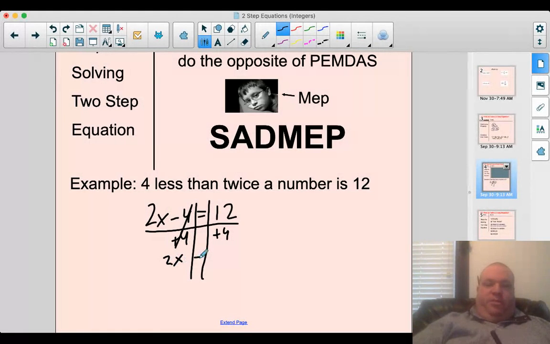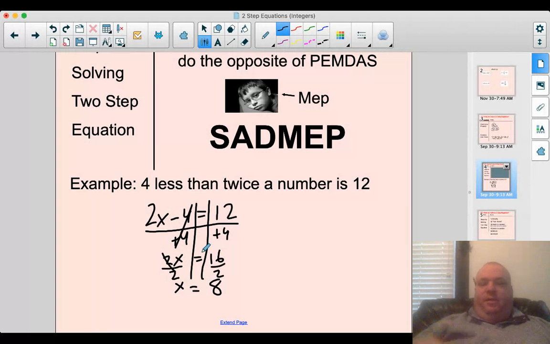So when it was just 2x, I had 16. Now I'm going to undo the multiplying by 2, which was the first thing I did. It's the last thing I undo. I get x equals 8. So if I know I end up at 12, adding the 4 back on undoes that minus 4 to give me 16, and then dividing it in half undoes the doubling it.